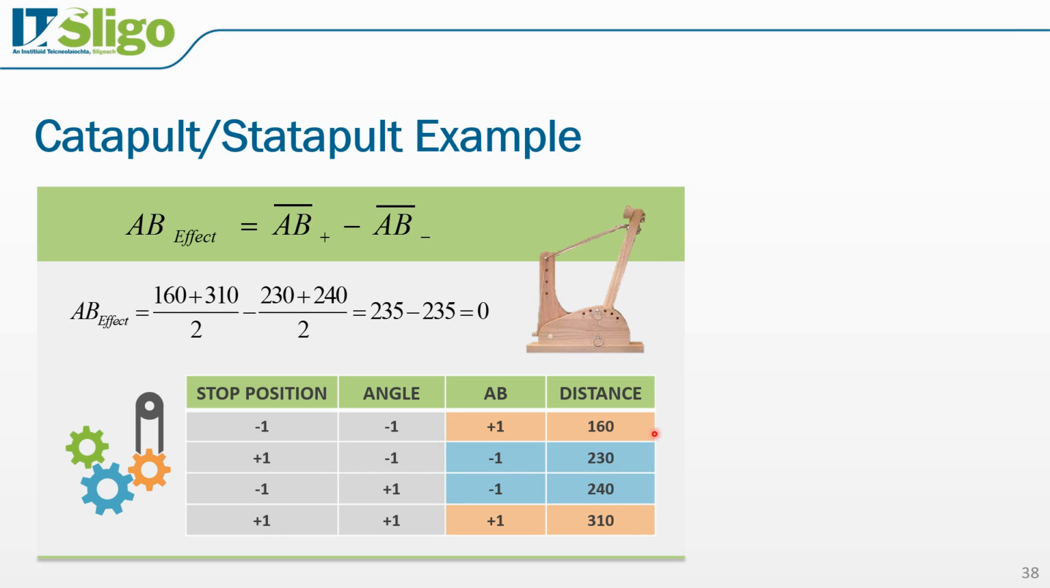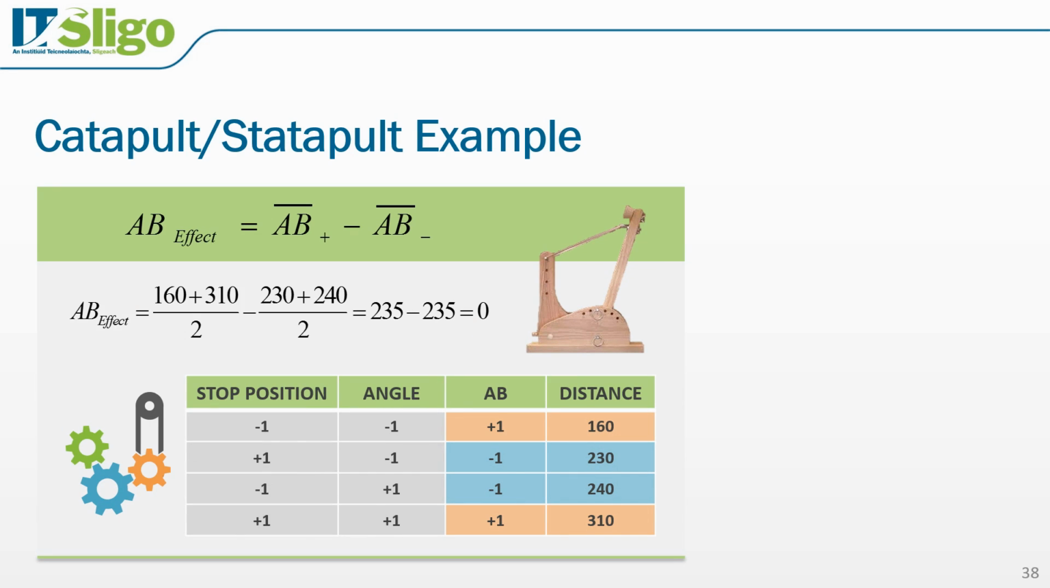If we look at the interaction between the start angle and the stop position, the average response when AB is high is 160 plus 310 divided by 2 minus 230 plus 240 divided by 2. So in actual fact it's 235 minus 235 equaling 0. So in this experiment there is no interaction between stop position and angle.